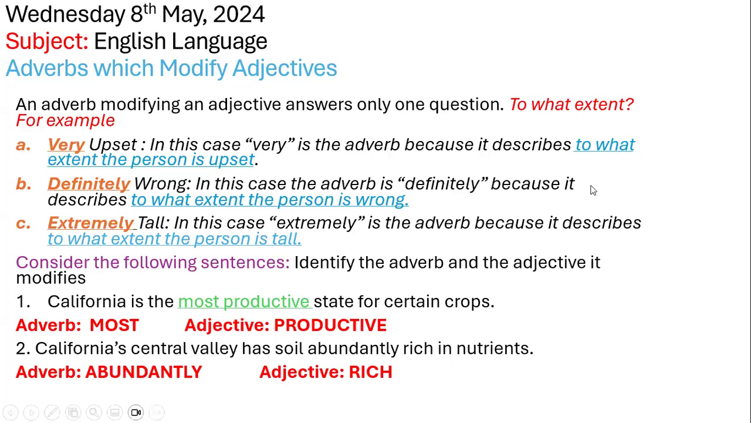Question, Sabria. When an adverb is modifying an adjective, what question does it answer? To what extent? That's all, to what extent?